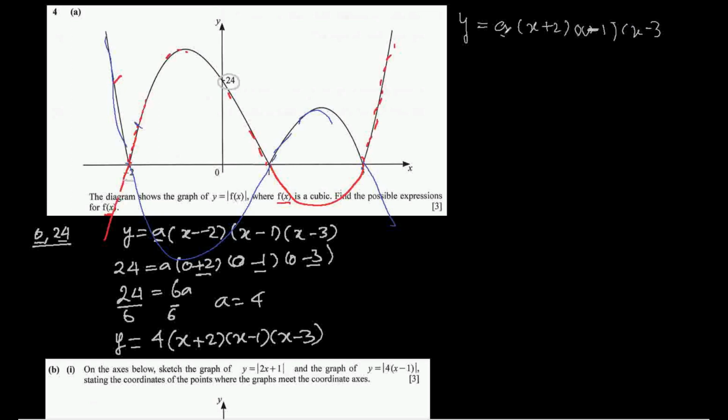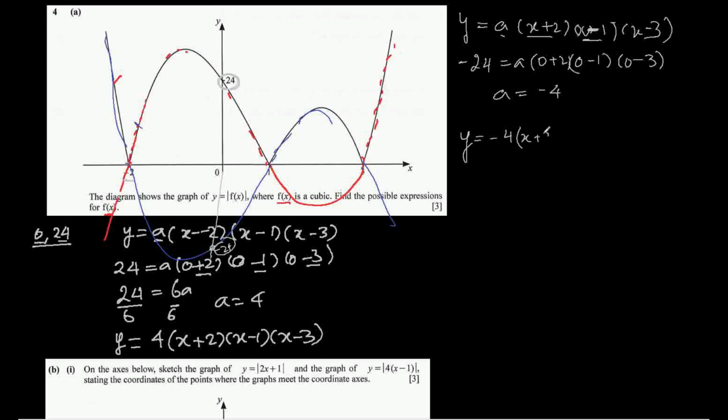To find the value of a, we need a point, and the x-intercepts are exactly the same. That's why I wrote this. This time, if I extend this line, this point will be the reflection of 24, which is minus 24. So we will use minus 24 in place of y equal to a (0 plus 2)(0 minus 1)(0 minus 3). In this case, definitely we are going to get a equal to negative 4. So the second possible function is negative 4, a reflection of the previous one, (x plus 2)(x minus 1)(x minus 3).